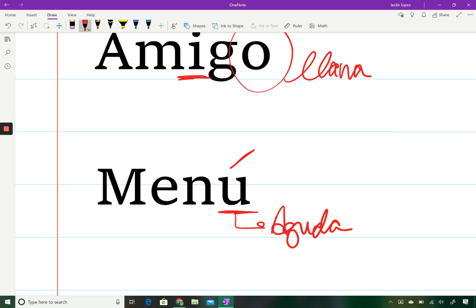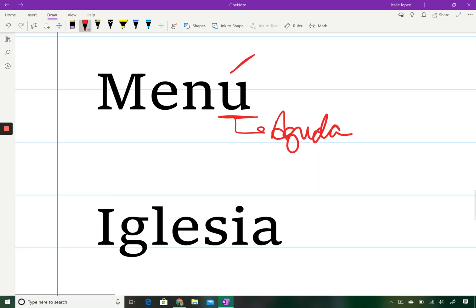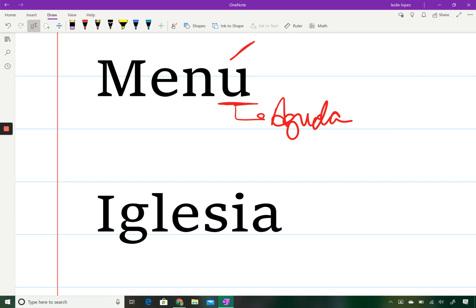Now, one more. This next word is iglesia. Iglesia. As you can see, the stressed syllable is in iglesia. Thus, making this word a palabra esdrújula. Remember, las palabras esdrújulas siempre llevan tilde. They always have an accent mark.